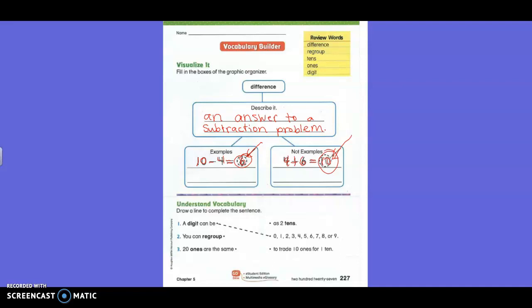Okay. Now, understand vocabulary. Draw a line to complete the sentence. They have one done for you. A digit can be any number, right? Digits are numbers. Okay, so go ahead and do that one.